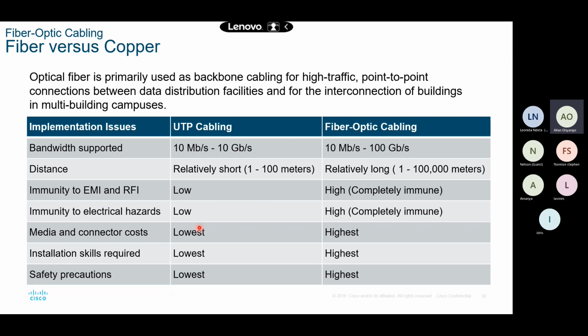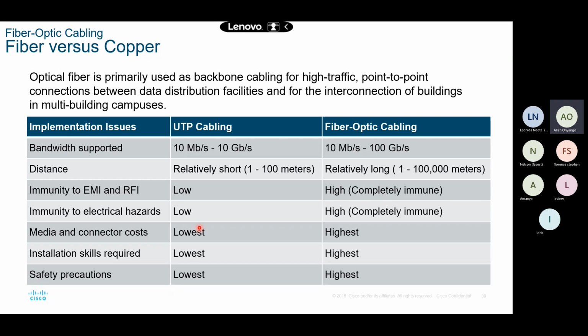Now we have copper, the UTP, which has very low resistance to EMI and RFI. It means it is mostly affected by EMI and RFI, while fiber optic cable is completely immune. It has very high resistance or immunity. Electric hazards can affect copper, and fiber optic cable is completely immune. It has a high immunity.